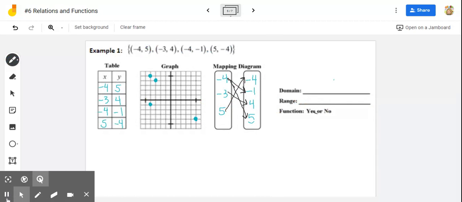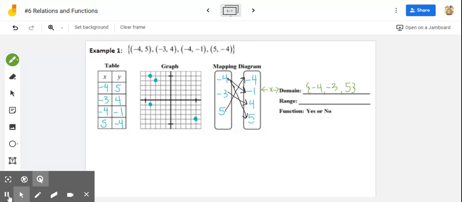So this first example is a list of ordered pairs. We can put those in the table. Our x's are the first coordinate, our y's are the second coordinates. And then we can also plot them on the graph. So -4 means left 4 and up 5, left 3, up 4, left 4, down 1, and right 5, down 4. We can also write this in a mapping diagram, as you can see there in the middle, where for every x, you are showing what y value it goes towards.